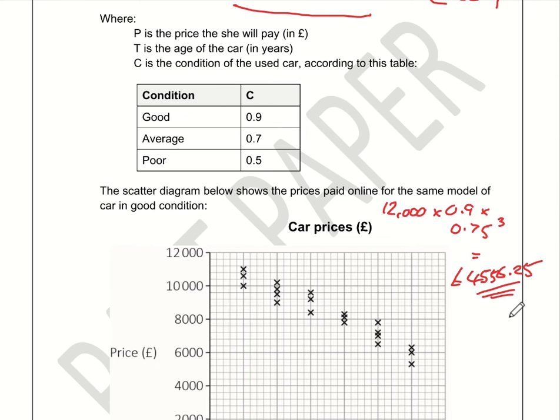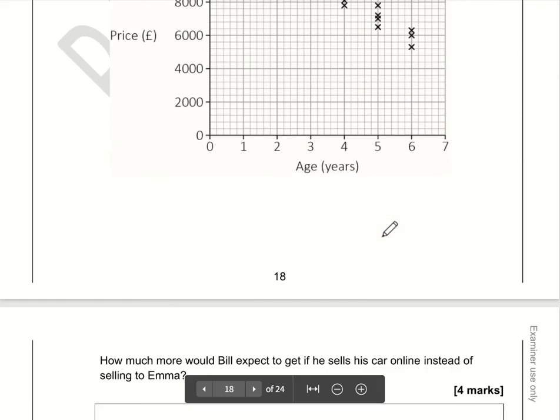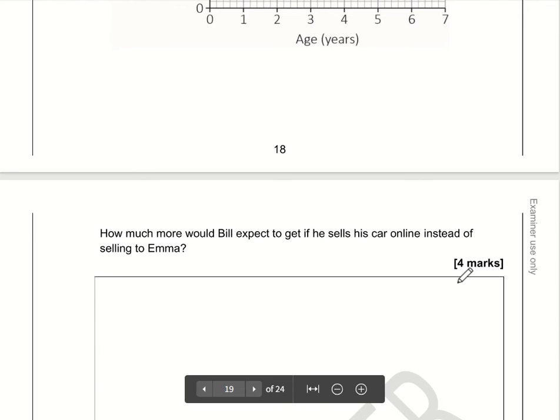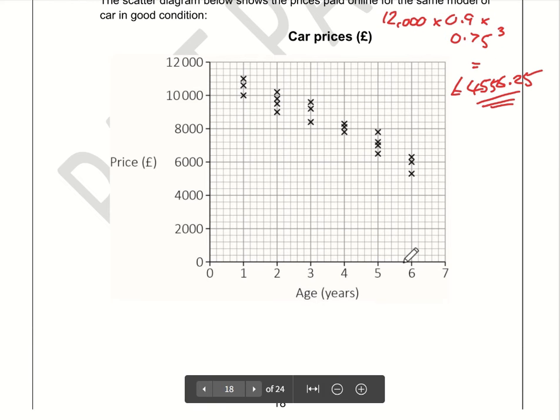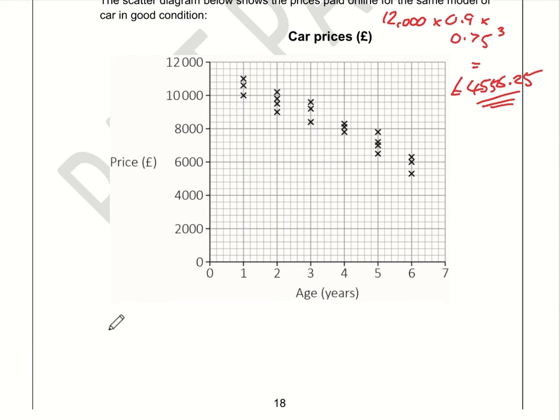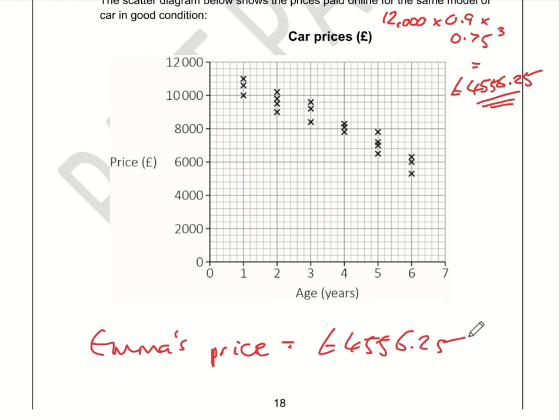Okay, that's what Emma is offering, and the question is, how much more could Bill get if he sells his car online? So Emma's price is £4,556.25, and that's for a 3-year-old car. T is 3. Now, if he sells it online, he could get a minimum of, well, clearly over 8,000 and a maximum of getting close to 10,000.